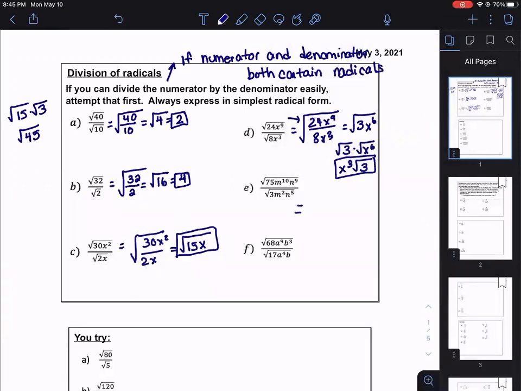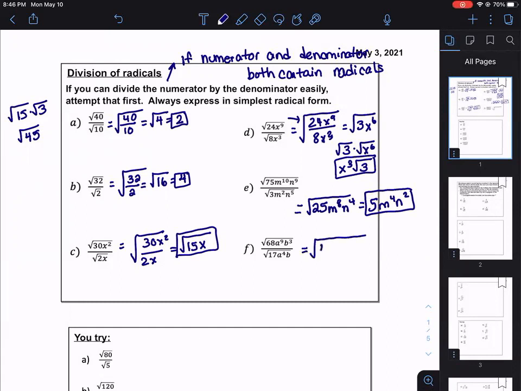For the next one, again, if you don't want to write out the step, this is what I mean. So you see 75 divided by 3 is 25. M to the 10 and M to the 2 is M to the 8. N to the 9 and N to the 5 is N to the 4. And again, we are only able to do this because they are both in the radical. If one is on the top in the radical and one isn't, which we'll see in a little while, it's a different story. Everything here happens to be a perfect square. So 5m to the 4th, n to the 2nd power.